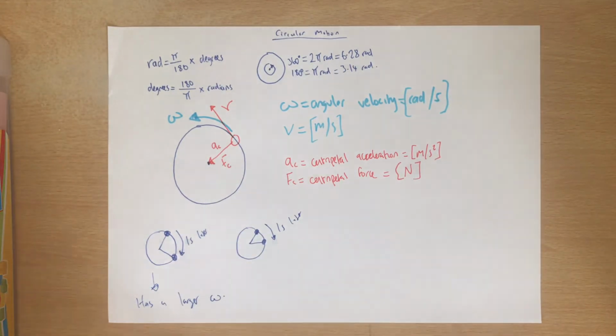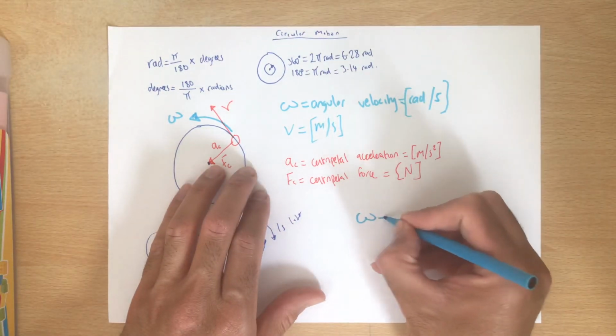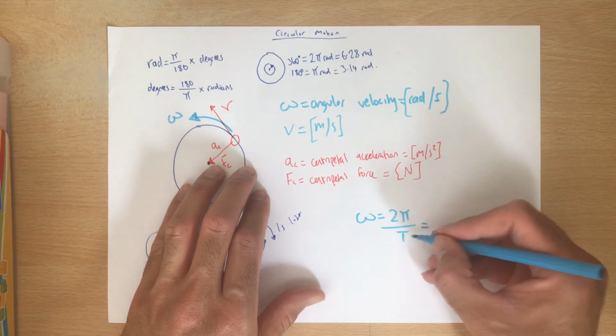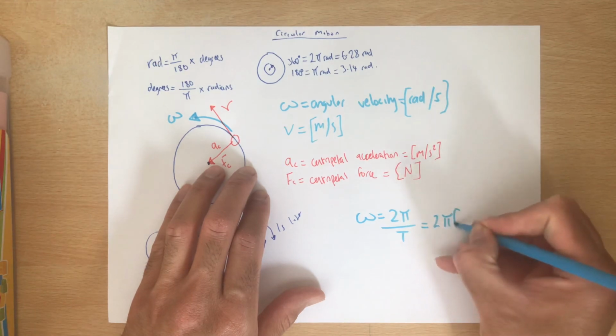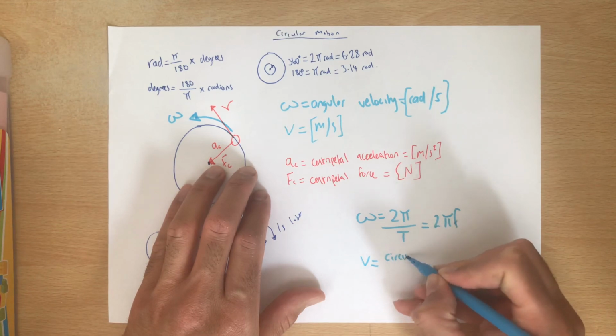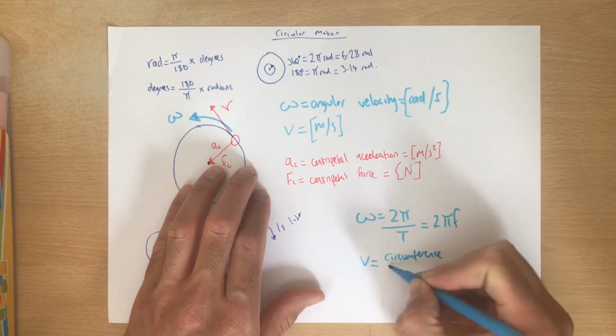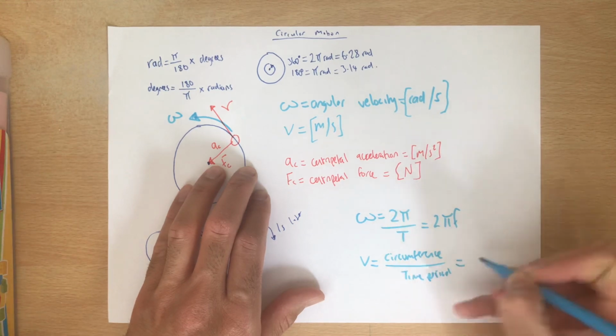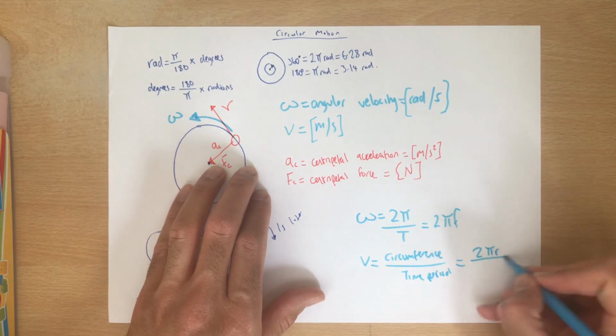So how do we actually determine the formulas for all of these? Angular velocity is given by 2 pi over t, and as we know 1 over t is f, we can say it's also equal to 2 pi f. V is equal to the circumference divided by the time period of a circle. So this one is 2 pi r over t.